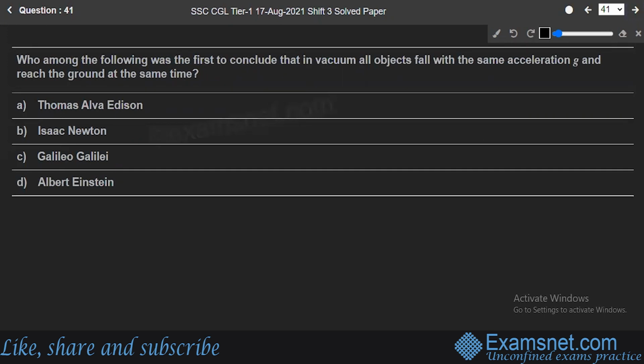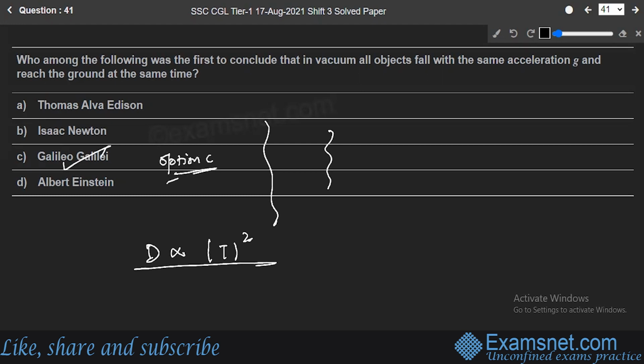Who among the following was the first to conclude that in vacuum all objects fall with the same acceleration g and reach the ground at the same time? Is it Thomas Alva Edison, Isaac Newton, Galileo Galilei, or Albert Einstein? Which is the correct answer? Well, that all free falling objects fall with the same acceleration was first proposed by Galileo Galilei. He recognized that all falling objects accelerate at the same rate, whether it's a brick or a feather, and showed that the distance a falling object travels is directly proportional to the square of the time it takes to fall. So, option C, Galileo, is the correct answer to our question.